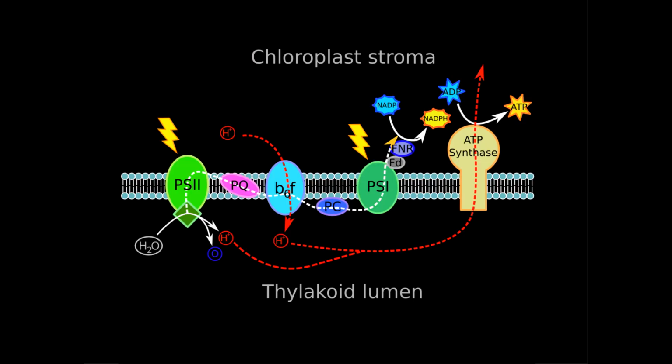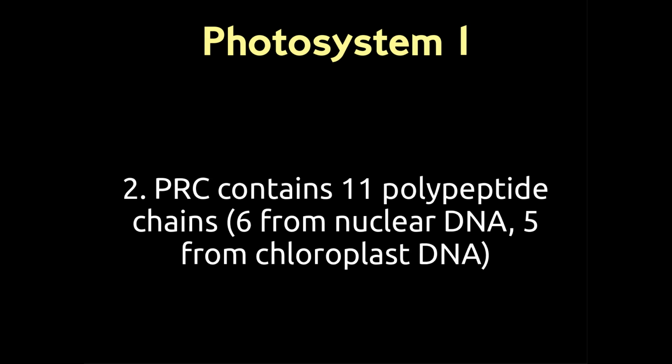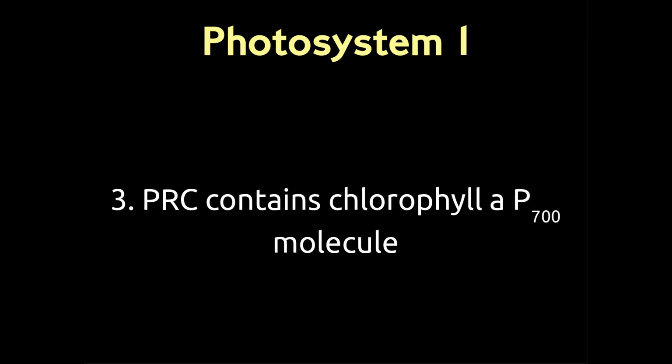Okay, now that brings us to photosystem 1. In this diagram it is sitting right here, and it's essentially going to receive light energy and re-energize the electrons that it's holding at any given time. Like photosystem 2 that we talked about, it has a light harvesting complex and a photoreaction center. The light harvesting complex has 11 polypeptide chains, 6 from nuclear DNA and 5 from chloroplast DNA.